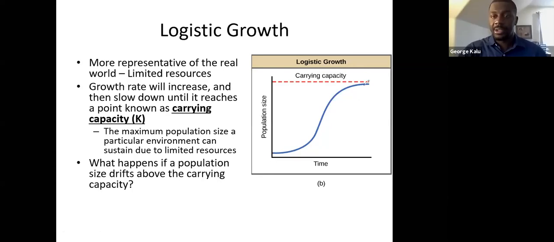Let's say for example, we start drifting above our carrying capacity. Let me draw that again. We drift above our carrying capacity. What do we think will happen if our population size drifts above the carrying capacity? Anyone have an idea of what we should expect to see?